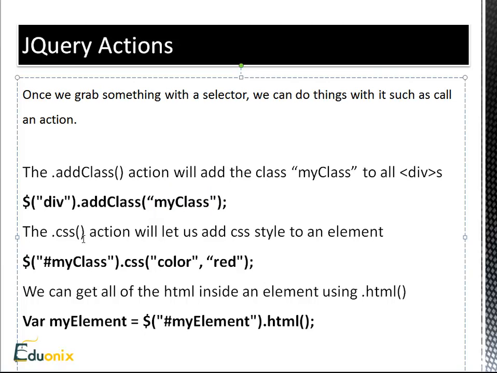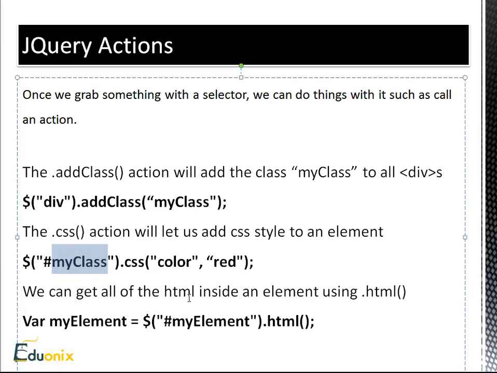This here, the CSS action, will let us add CSS style to an element. So we can just on the fly add CSS to an element. So we're grabbing something with an ID of my class, and we're just making the color red.